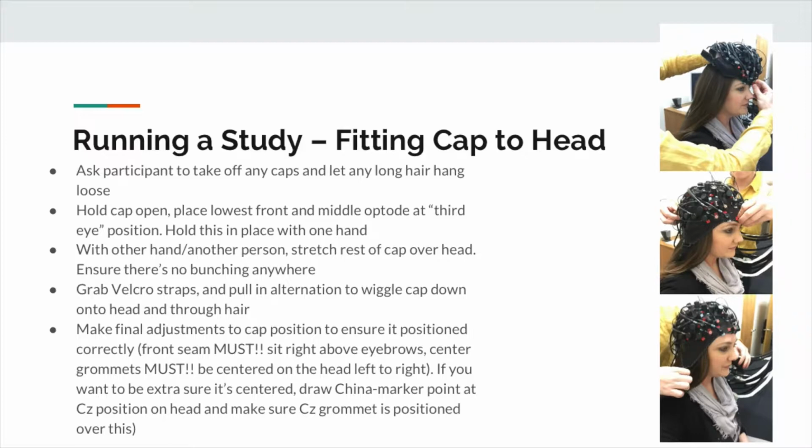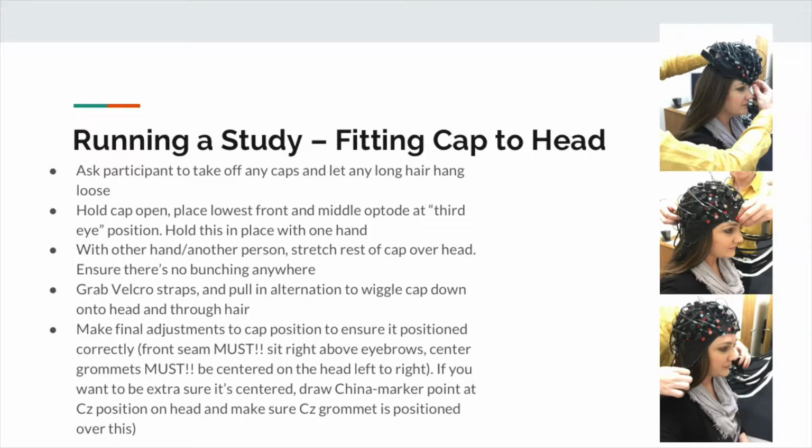When you have your cap set up and you're ready to put it on the participant's head, this isn't the only way to do it. This is just what I find is the easiest way, because especially with a really dense cap and the wires all everywhere, it can be difficult to get this thing stretched over someone's head and fit it in the correct position. So my favorite method is first make sure the participant takes off any hats they're wearing.